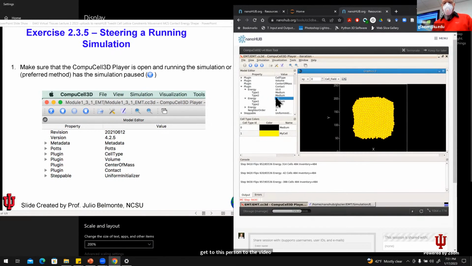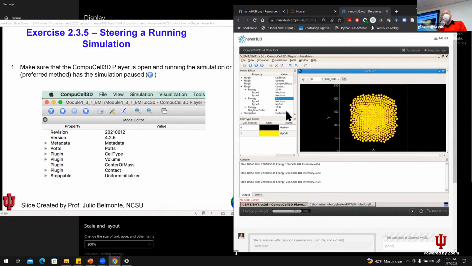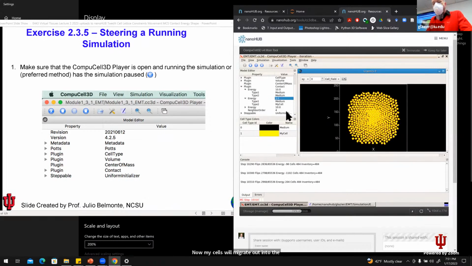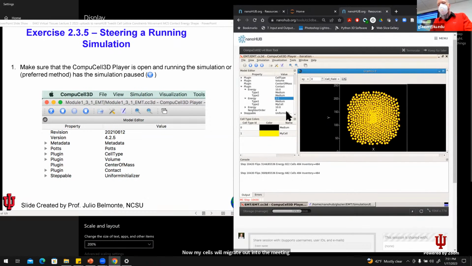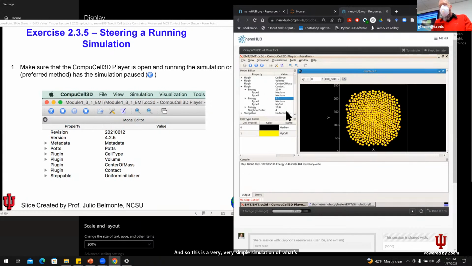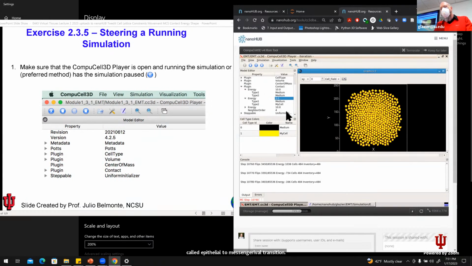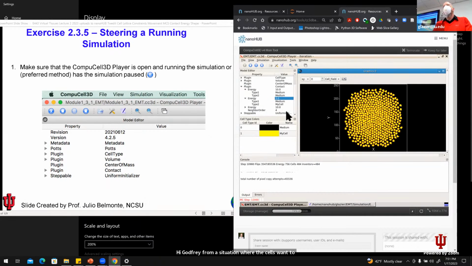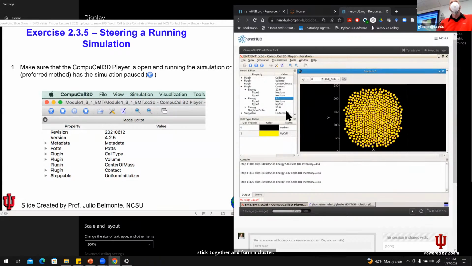Try making that value 3.0. Now my cells will migrate out into the medium. And so this is a very, very simple simulation of what's called epithelial to mesenchymal transition. I've gone from a situation where the cells want to stick together and form a cluster to a situation where the cells want to disperse in the medium.